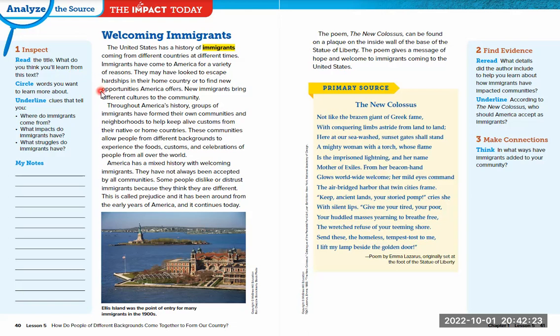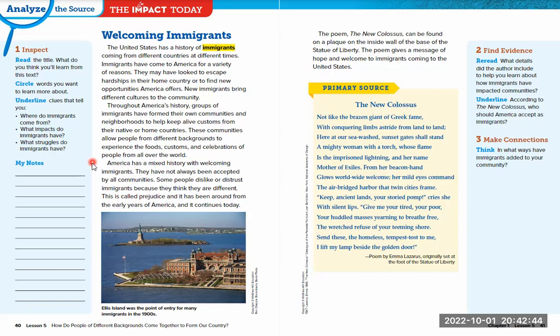New immigrants bring different cultures to the community. Throughout America's history, groups of immigrants have formed their own communities and neighborhoods to help keep alive customs from their native or home countries. These communities allow people from different backgrounds to experience the foods, customs, and celebrations of people from all over the world.